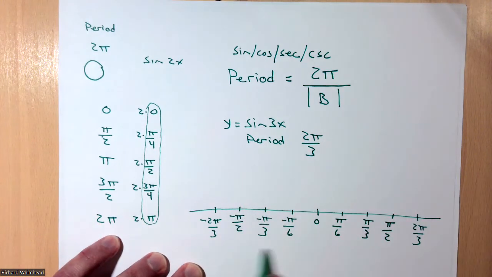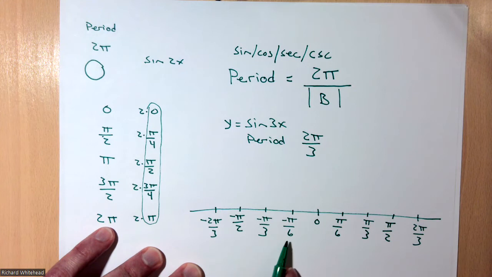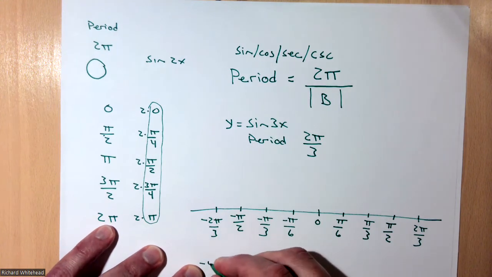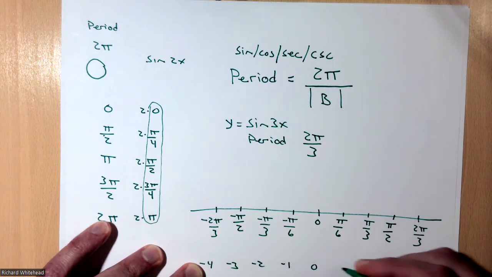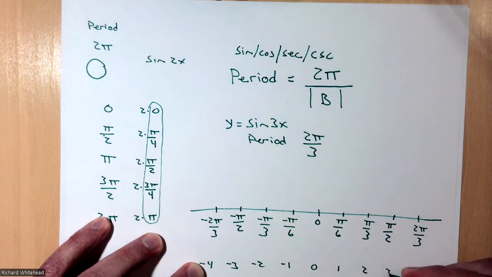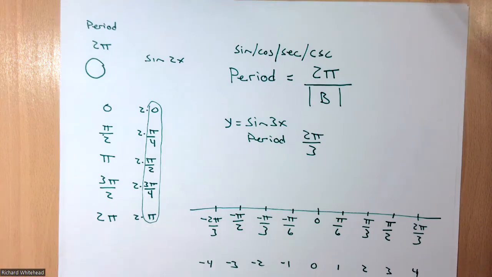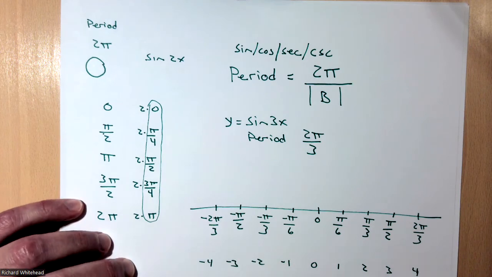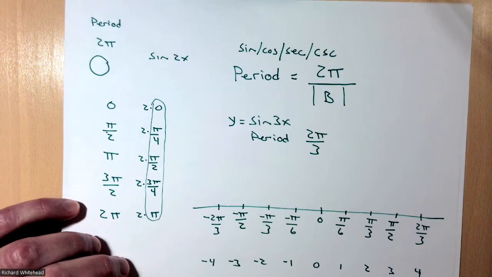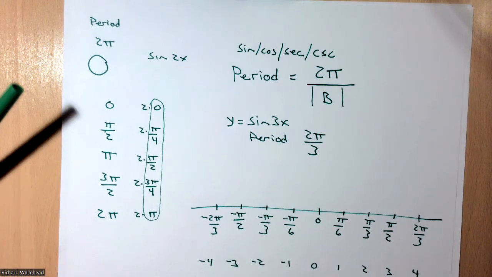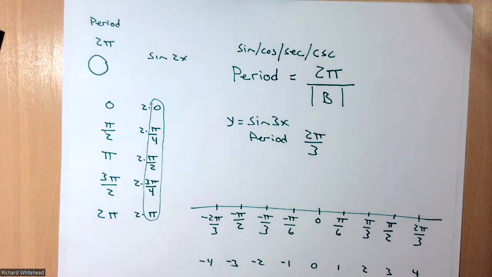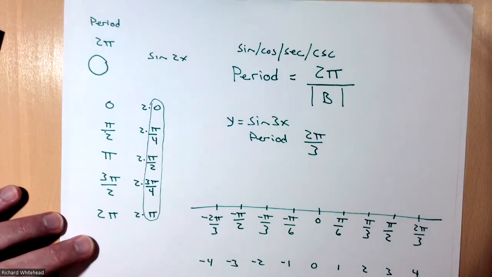And once again, the way to check this is to get a common denominator. So my common denominator will be 6. So that would be negative 4 over 6, negative 3 over 6, negative 2 over 6, negative 1 over 6, 0, 1 over 6, 2 over 6, 3 over 6, 4 over 6. Okay, so that's how the period is going to work out. And that's the last one of our big changes we need to make. I'll do a separate example of that.